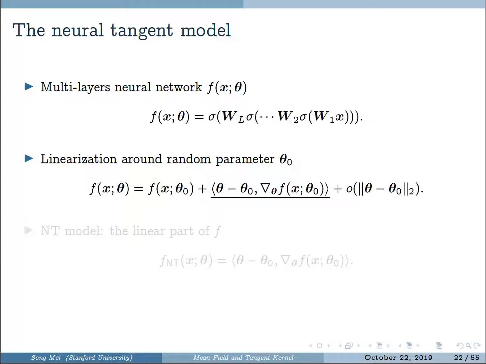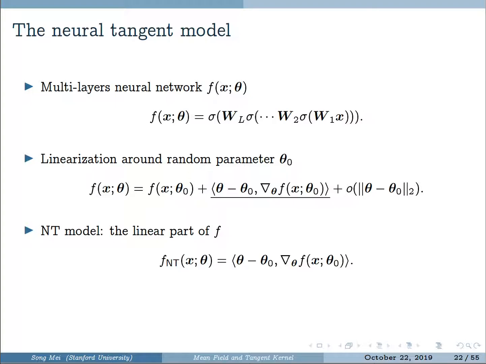And what we will do is to linearize this function f around a random parameter theta 0. The linearization means we do Taylor expansion. So there is the zero order term, the linearization term, and the higher order term. It turns out that if f is a multi-layer neural network, then with proper initialization, the zero order term and the higher order term are not very important. Okay? So the only term important in training neural network is this linearization term.